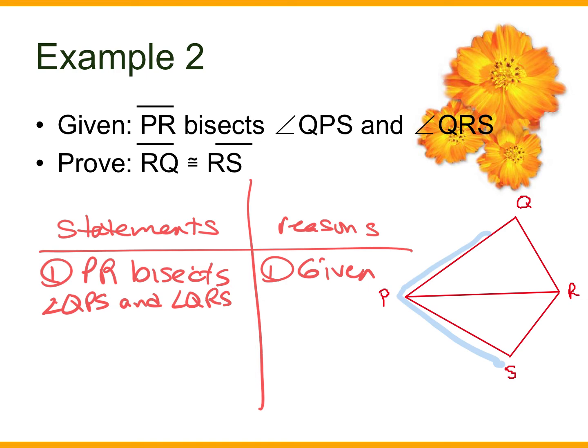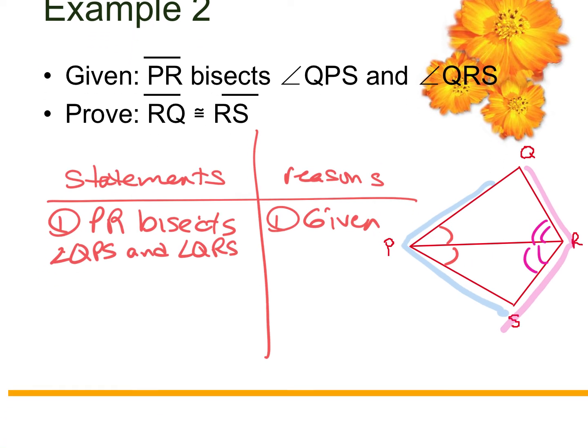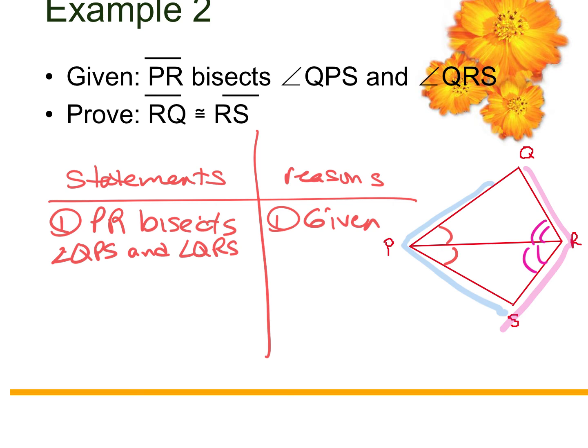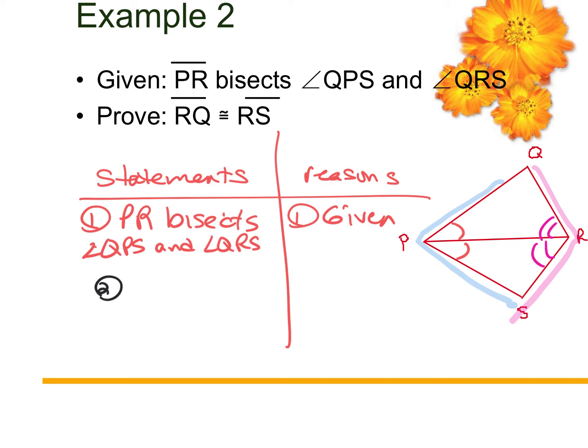So that tells me it's going to split this angle into two congruent pieces. And then I have this angle on the other side that has also been bisected. So then that tells me that this splits this one into two equal pieces. Now I have to state that in my proof. I can put it in as just one statement. So I'm going to state both angles being bisected.